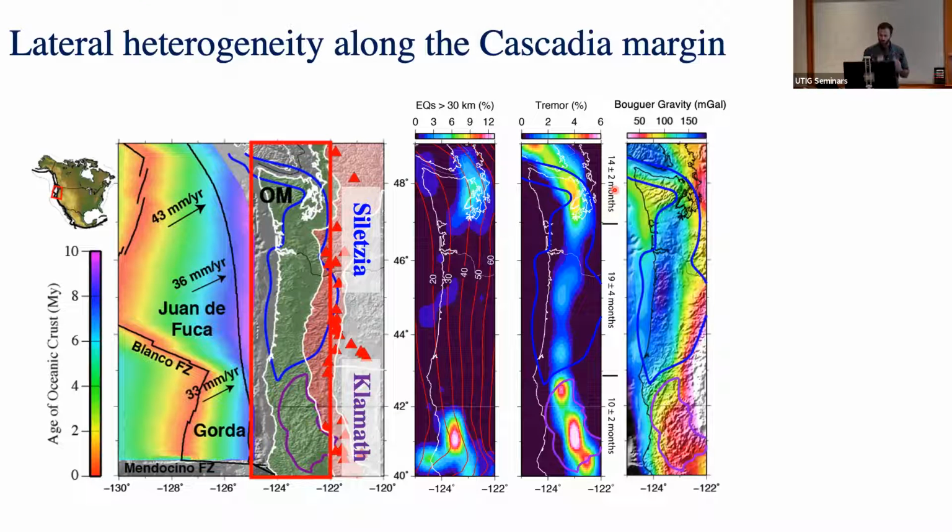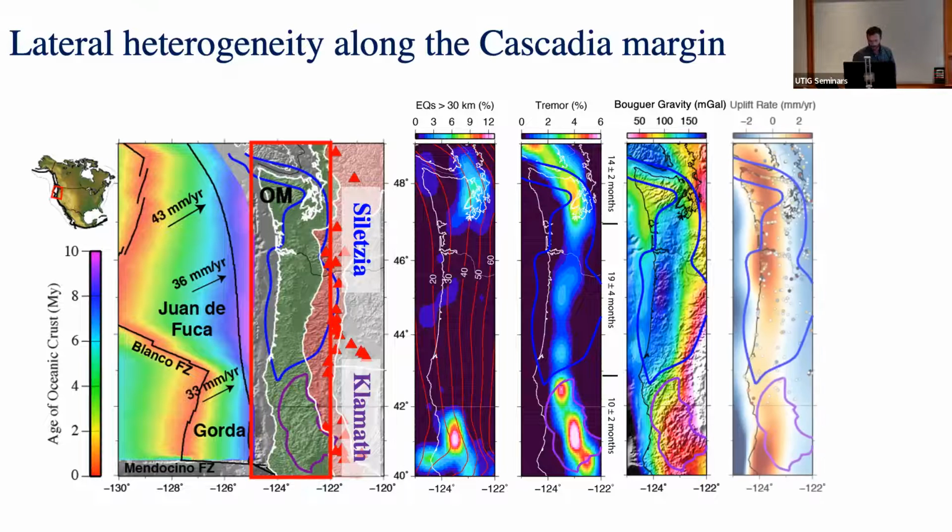We also have no reason to expect these processes to correlate with things like Bouguer gravity anomalies. For instance, we see that in areas that have high amounts of non-volcanic tremor and intraslab seismicity, we also have these relative Bouguer gravity lows shown by these warmer colors in northern and southern Cascadia. Now remember, Bouguer gravity tells us about mass deficits below basically sea level.